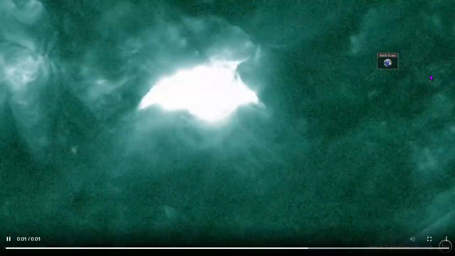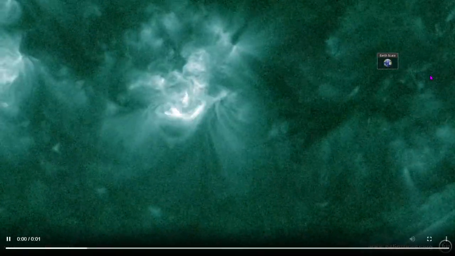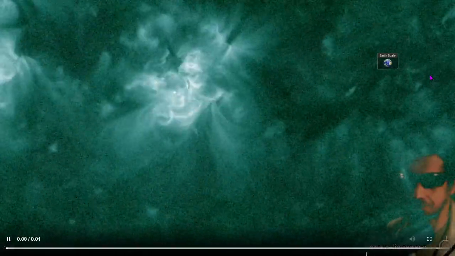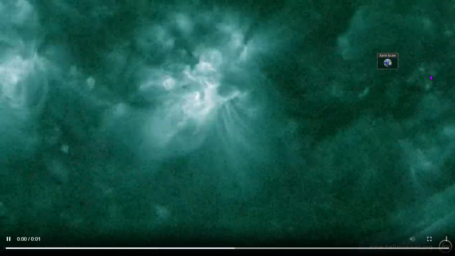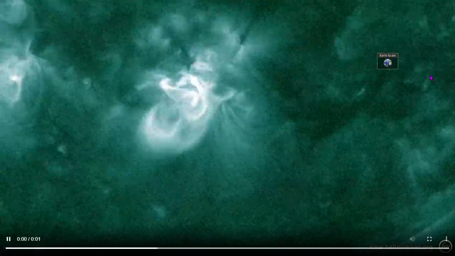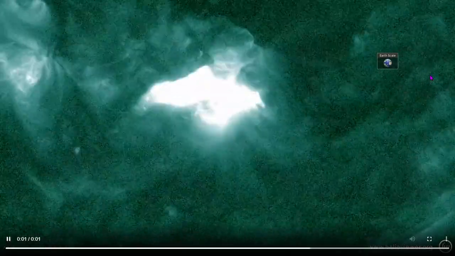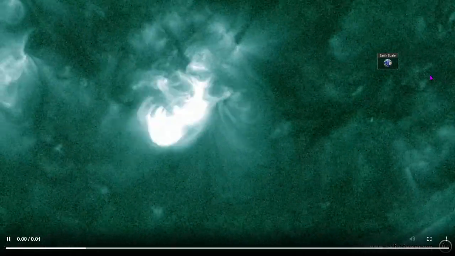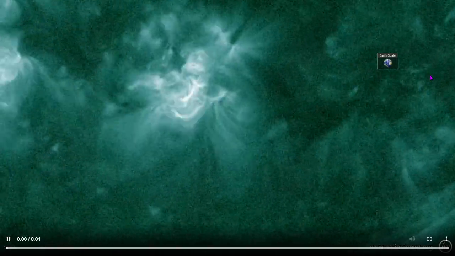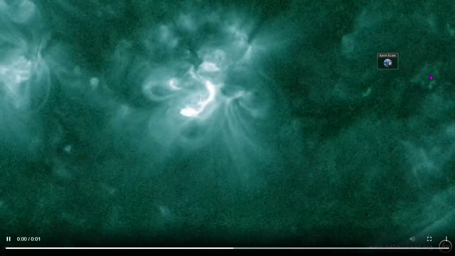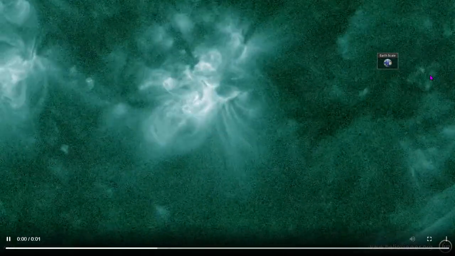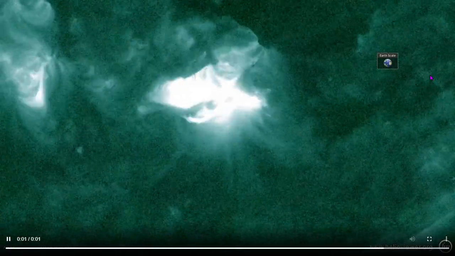So here's 94 angstroms. This actually takes 10 images per minute, and the channel's so bright, we got to wear shades. It's just berserk stuff. 94 angstroms, one of the best, along with 131 because of the number of frames it takes per minute. It takes 10 images per minute, while most of the other wavelengths, again, save for 131 angstroms, take only 2 images per minute.